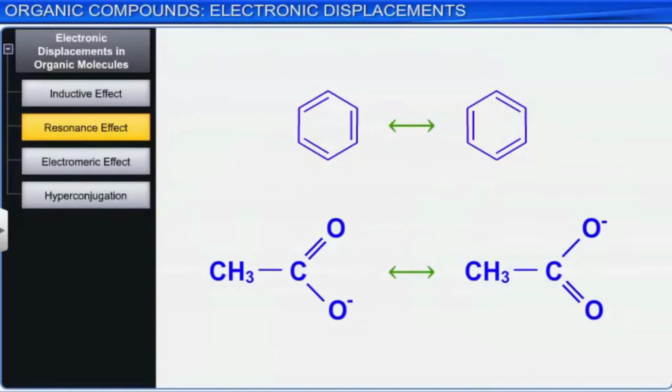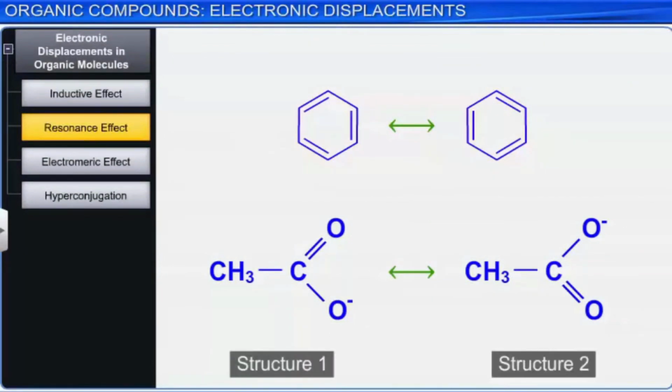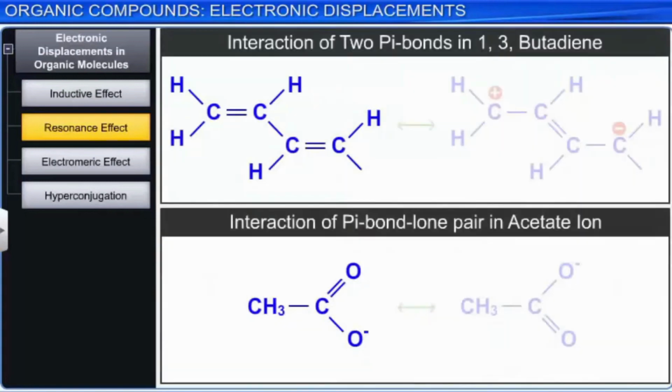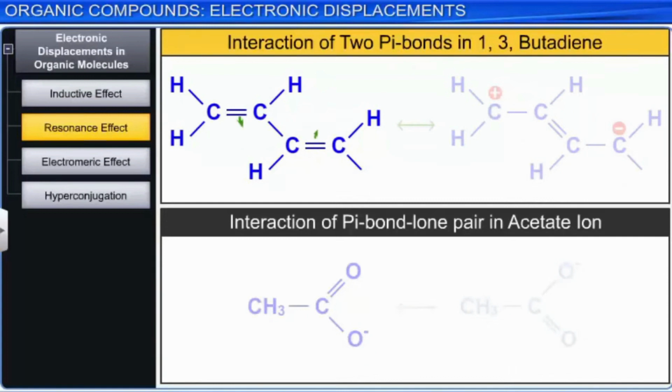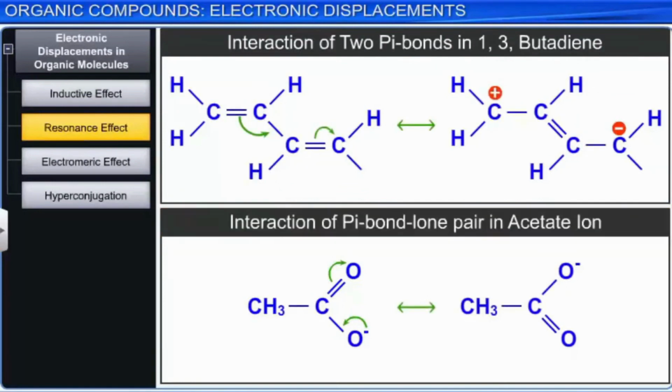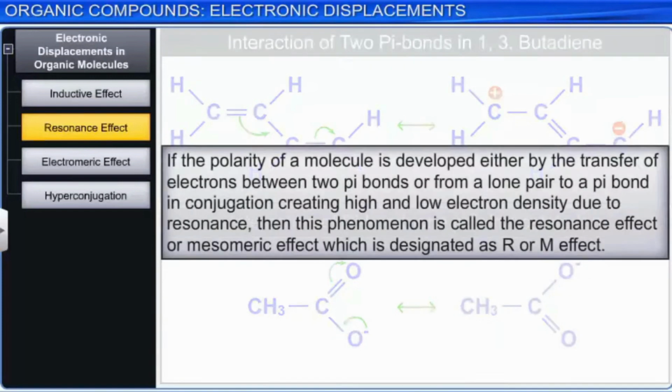Resonance refers to the phenomenon where two or more structures can be written for a molecule or an ion. Because of resonance, the electronic charge spreads over the entire molecule and hence affects its polarity. If the polarity of a molecule is developed either by the transfer of electrons between two pi bonds or from a lone pair to a pi bond in conjugation, creating high and low electron density due to resonance, then this phenomenon is called the resonance effect or mesomeric effect, which is designated as R or M effect.